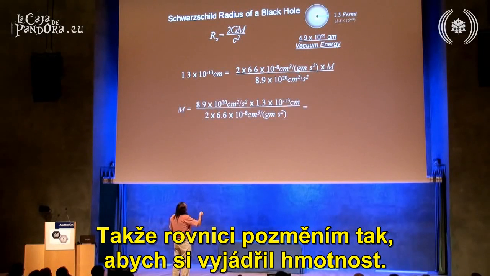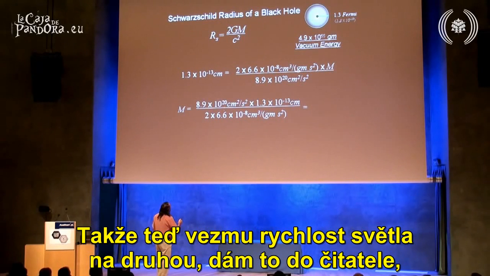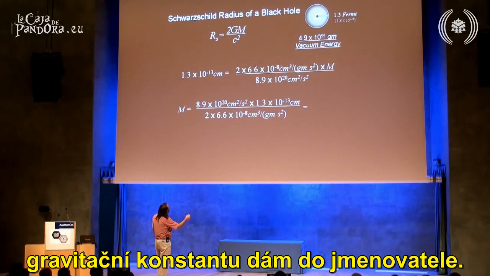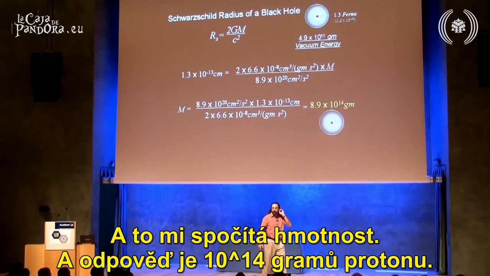So I got to change the equation around so it equals mass. You all following this? I take the speed of light squared, I bring it on top, the radius is over here, and I bring the gravitational constant on the bottom, and that will give me the mass. And the answer is 10 to the 14 grams proton.